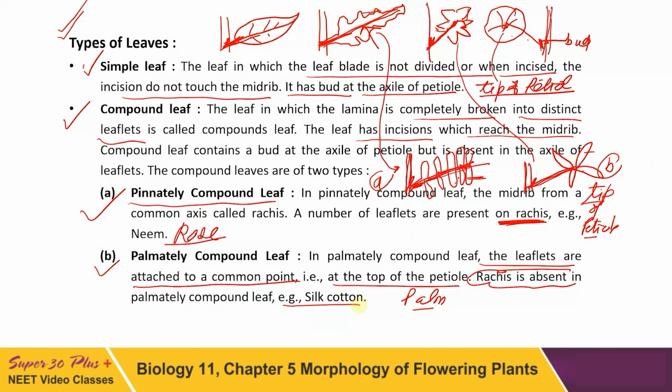But remember, this we cannot call as leaf. Can you tell me? This leaflet cannot be called a leaf, because if this is a leaf, it must have an axillary bud. The characteristic of the leaf is that this is the axillary bud. This whole structure is leaf, because the axillary bud is here. This leaflet we cannot call a leaf. Why? Because it doesn't have an axillary bud in its axil.